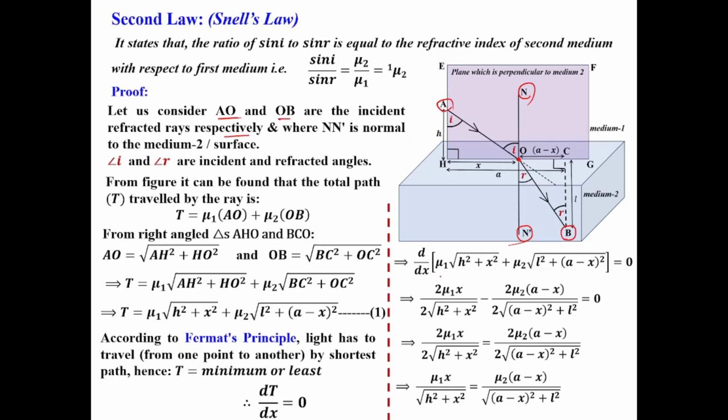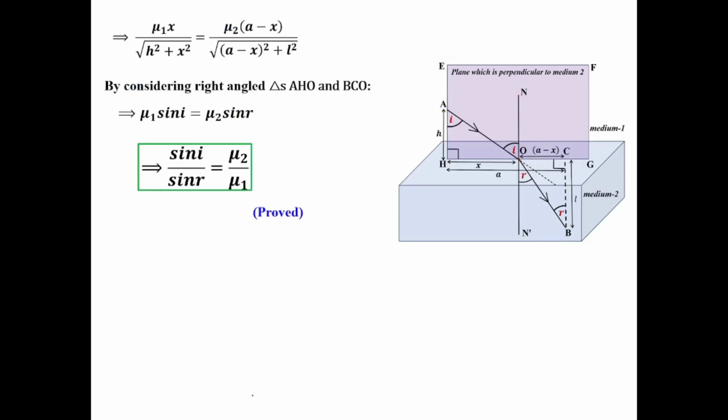So, substituting the value of T and following these simple steps, you can see the derivative: mu1 is constant, the derivative of the square root is 1 by 2 root of the same, and the derivative of x square is 2x. Likewise the derivative of the other term is written over here. The 2 got cancelled, the 2 got cancelled, and the negative term is taken to this side. In this step we get mu1 x by the square root of h square plus x square, minus mu2 into a minus x over the square root of the other term, equal to 0.